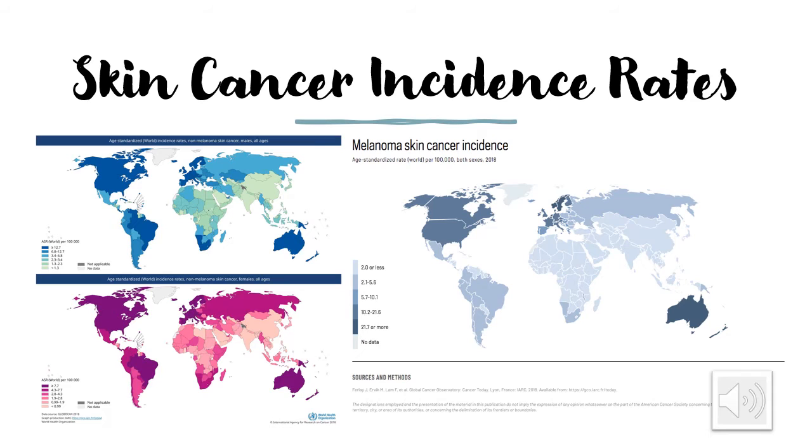Skin cancer incidence rates. The chart to your left displays age-standardized world incidence rates per 100,000 for non-melanoma skin cancer in males and females of all ages. Blue represents males and pink represents females. To your right, the chart displays melanoma skin cancer world incidence rates per 100,000 for both sexes. The darker regions on both charts signify the most amount of cancer incidence. This data is from 2018.